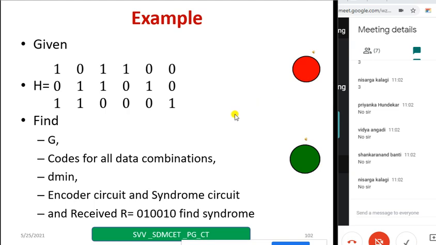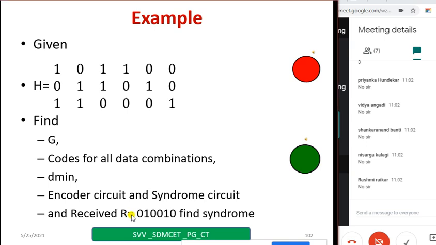Everybody is telling they don't have any doubts in this: how to write a code word, how to write H, how to write H transpose, how to find S equal to RH transpose. Okay, very good to see everybody has followed everything. Thank you. Before we go to the encoder circuit, can you check the syndrome for this, and type the answer in the chat box.